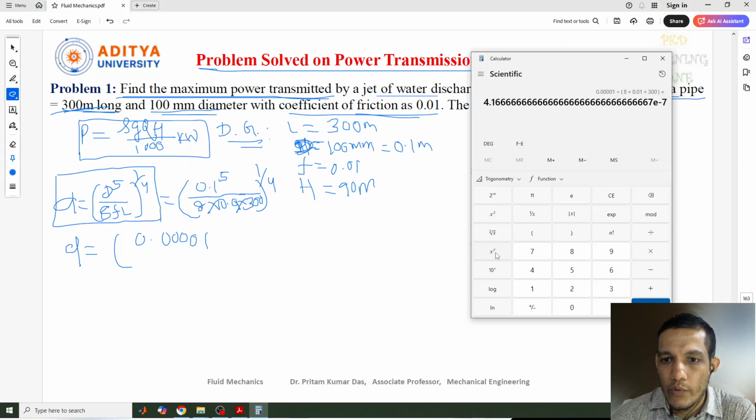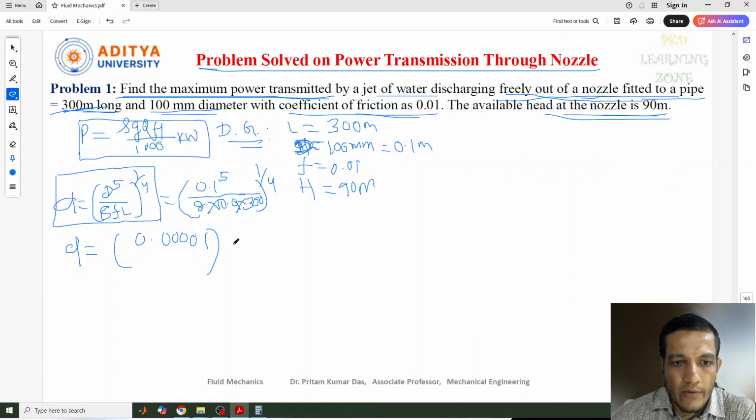Now the whole to the power, bracket start again, 1 divided by 4, bracket close, 0.0254. So finally you will get 0.0254, so this is the meter, and here we'll get this whole total, and let's write 0.01 into 300. So finally we'll get the value of the diameter. Now the area of the nozzle we can calculate.